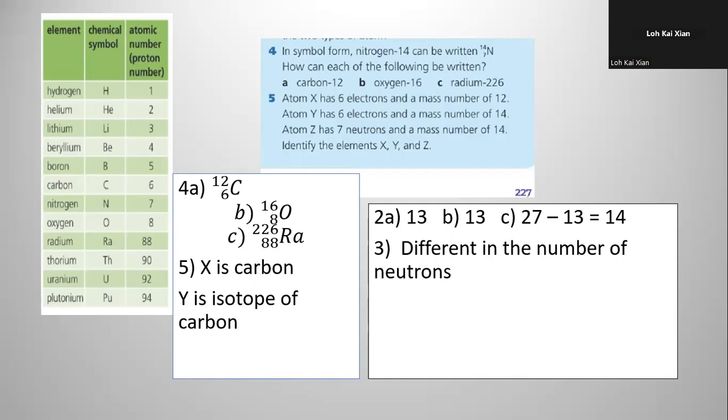Z is iron, and also an isotope of carbon. Isotope of what? Wait, no, it's not like that. Let me think. Nitrogen. Are you sure? Nitrogen. Yeah, I'm sure. Nitrogen, right? 7 neutrons, so it means there are 7 protons. So 7 protons, you look at the table, 7 protons. Okay, good, let's carry on.